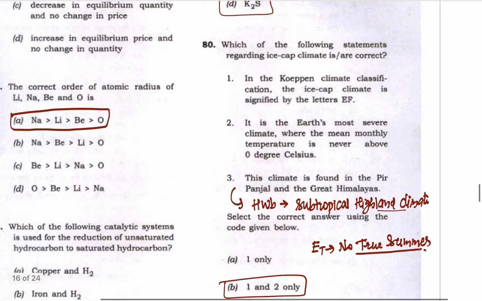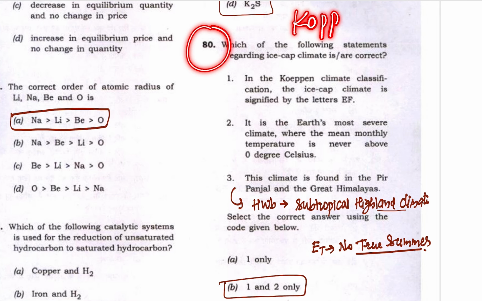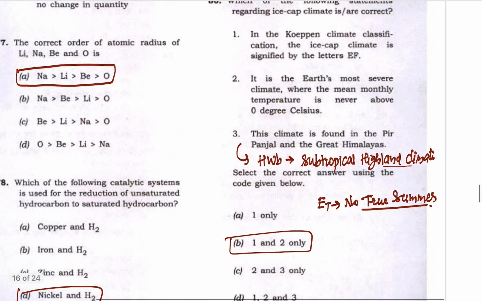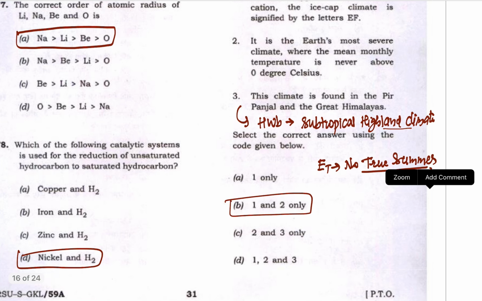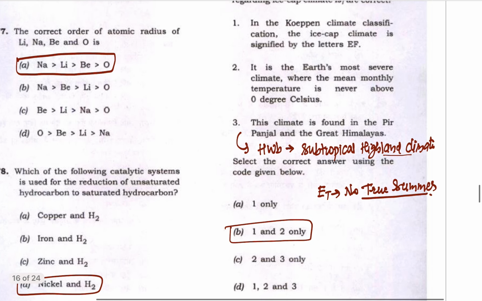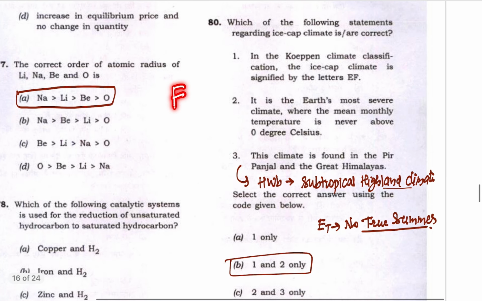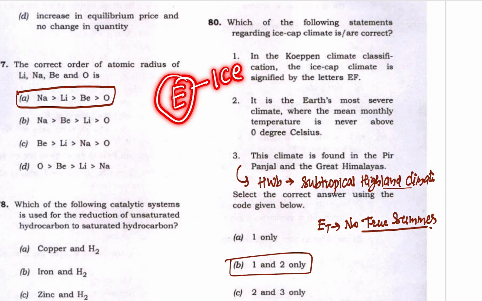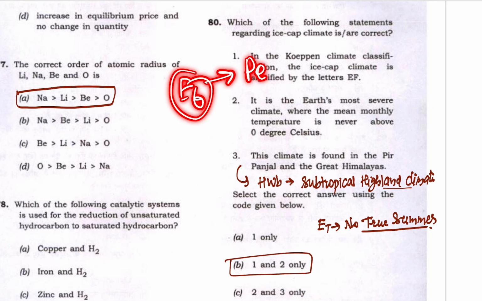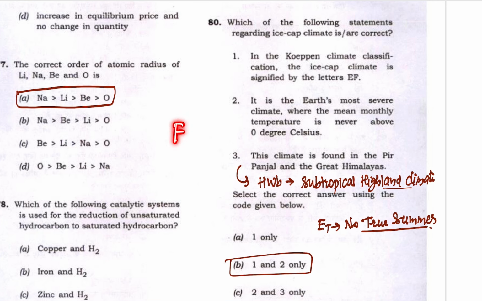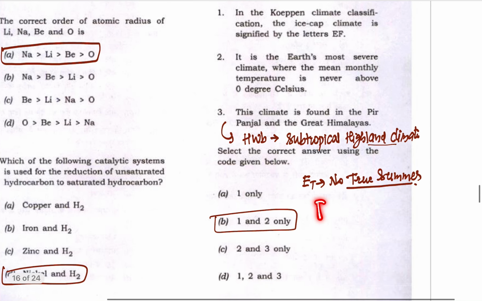Now there are 2-3 questions asked on the Köppen climate system. So remember Köppen. A few important things you should remember. I will discuss that question later in the slide. First of all, the letter E stands for ice cap climate. There are two types of E climate: EF climate, where there is permanent ice on the ground, and ET climate, where there is no true summer, but the region experiences winter all year round.